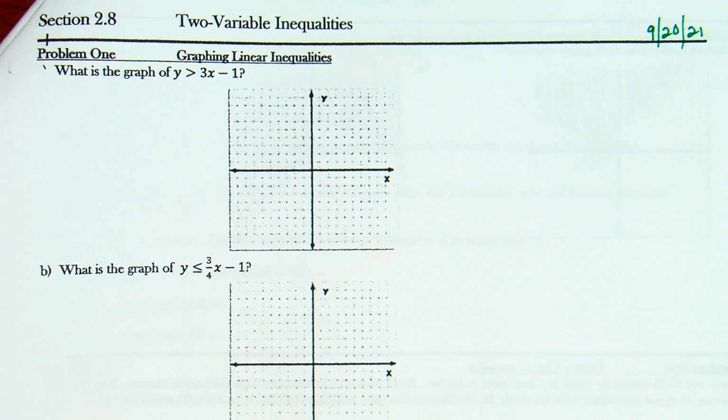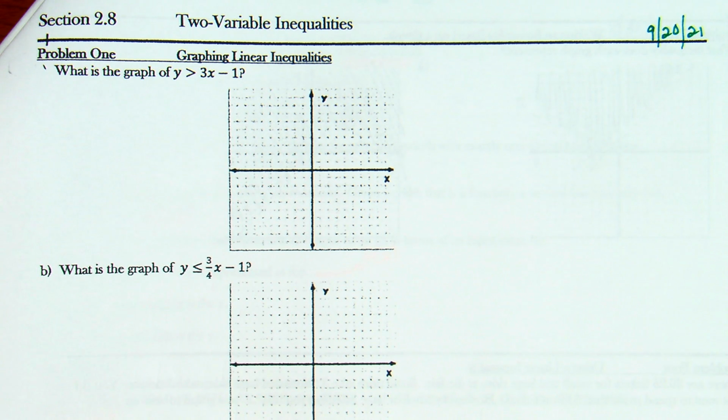You could draw a solid line. Or a dotted line. Or dashed line, depending on what your teacher calls it. Okay, so a little bit I'm throwing at you. So if you would, get with me in the notes, and let's look at this first example. So what is the graph of y greater than 3x minus 1?